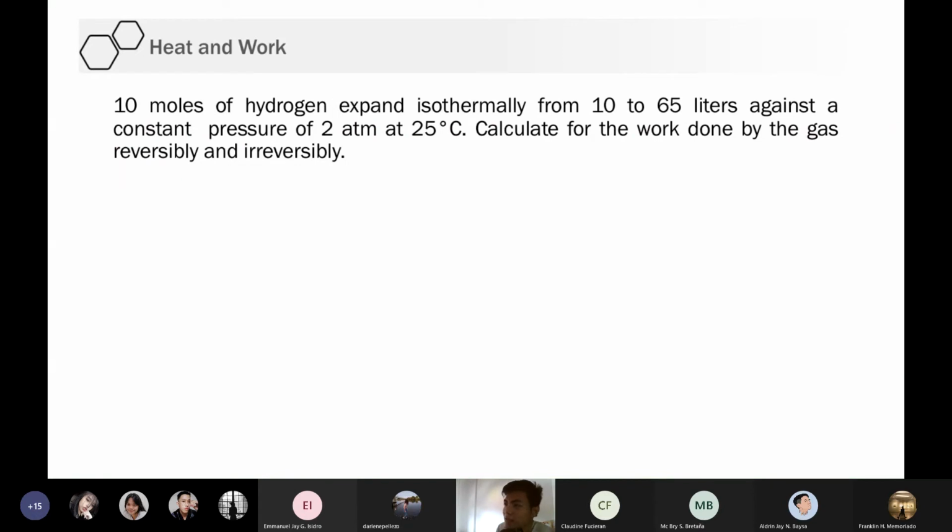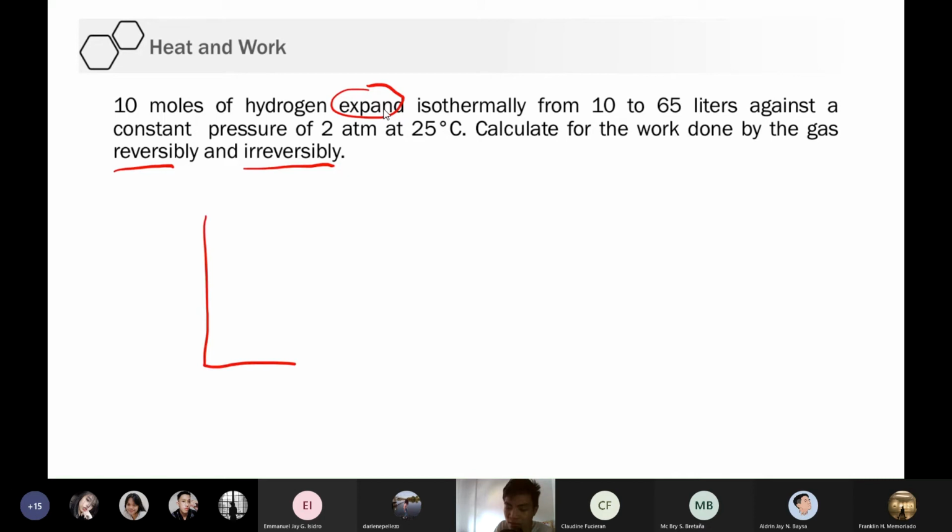10 moles of hydrogen gas expand isothermally from 10 to 65 liters against a constant pressure of 2 atm. At 25 degrees Celsius, calculate the work done by the gas reversibly and irreversibly. No? So this is expansion. We have reversible and irreversible expansion. O, ang tanong, sino kaya dapat mas malaki value niyan?